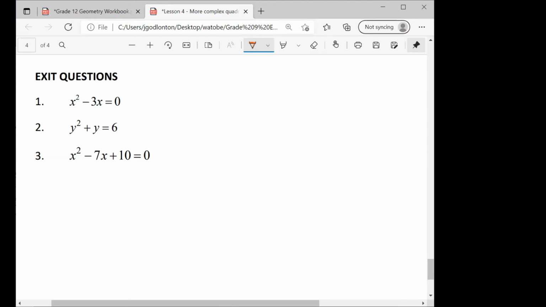Just remember your steps. Move everything to one side, highest common factor. If there's 2 terms, can I do difference of 2 squares? If there are 3 terms, can I do a trinomial?